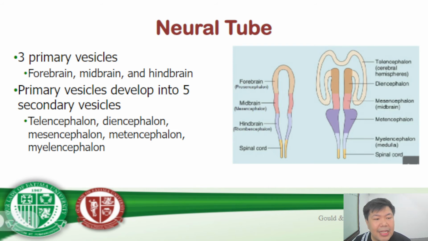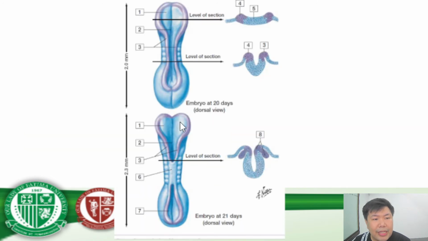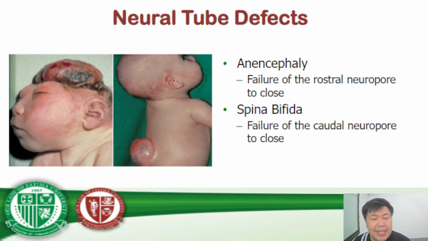So, bakit mahalaga yung sinasabi ko kanina na rostral neuropore and caudal neuropore? Ito, your rostral neuropore and caudal neuropore. Because if they do not close properly, then they can produce neural tube defects. Ayan. So, pag hindi nagsara yan, no, magkakaroon ng opening and we call those neural tube defects.